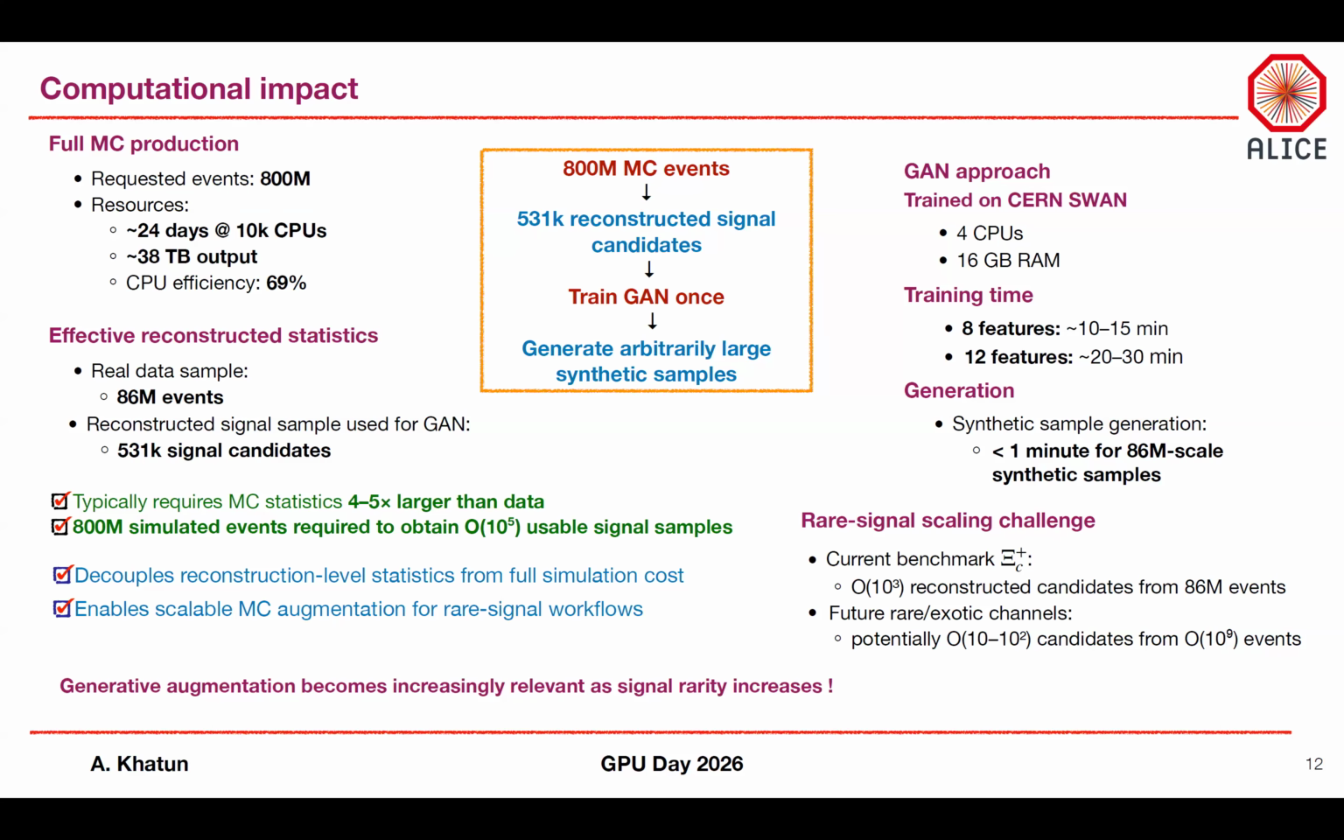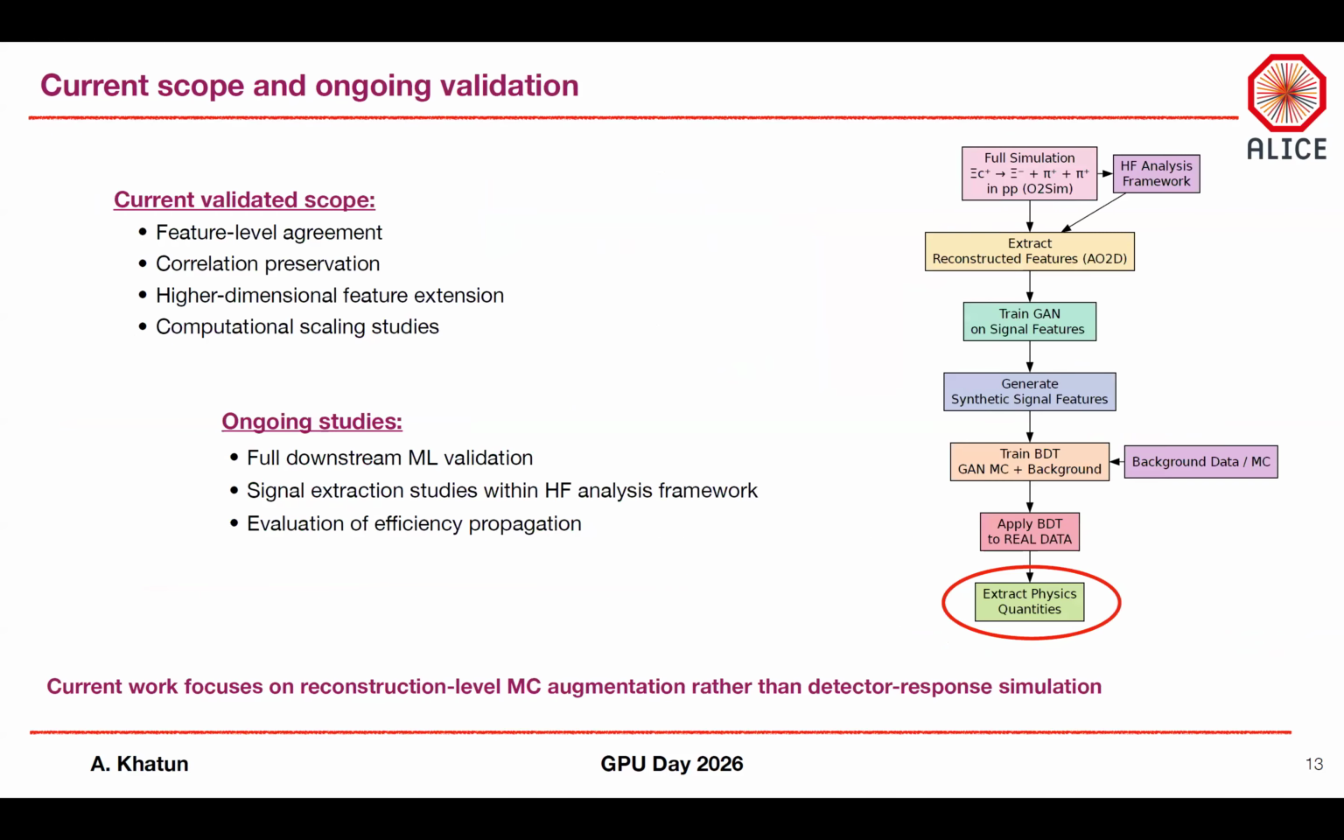So this becomes much more relevant in that case. So this GAN reconstruction level helps us to decouple this full simulation cost, and helps us to scale the MC augmentation for rare workflows. So this is the current scope.